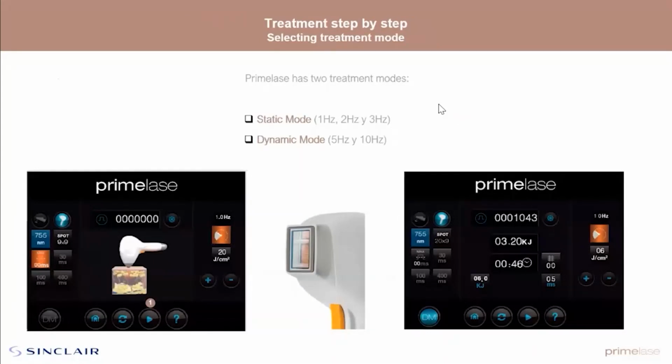Primelase, as I said on the features slide, has the option of 2 treatment modes. So we have the static mode and the dynamic mode. The static mode can work at 1, 2, or 3 Hertz, and the dynamic at 5 or 10. The Hertz just refer to how fast I go.